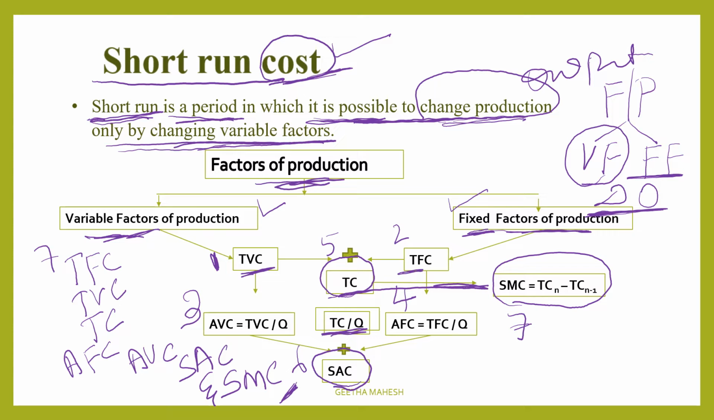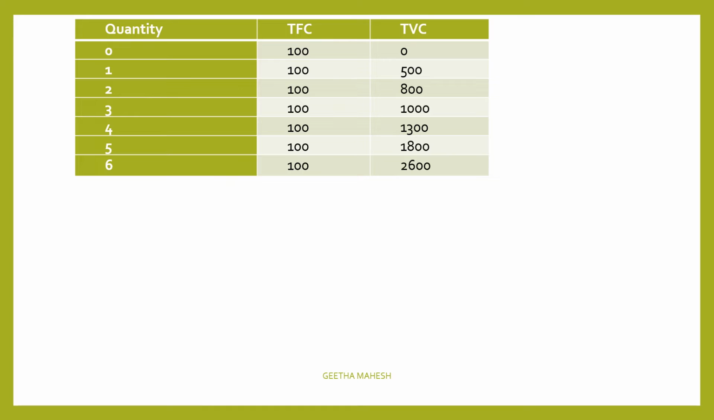Now let us discuss one after the other. Dear students, now let us discuss the different types of short run cost. First we are going to take up total fixed cost. In the table you can see whatever may be the level of output, the output keeps on increasing, but you can observe here total fixed cost remains constant. Now let us discuss this in detail.